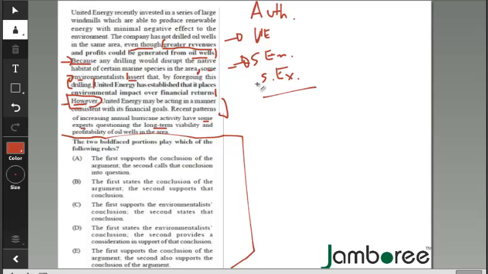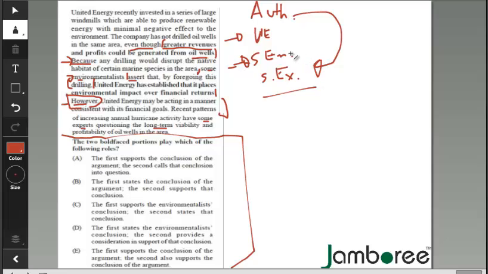Then there are experts who are saying that because of the increased hurricanes, oil digging is not going to remain that lucrative. Today, maybe it is generating greater revenue, but for the long term it is not going to. Now the author is saying that he kind of agrees with this. He does not agree with the environmentalist.